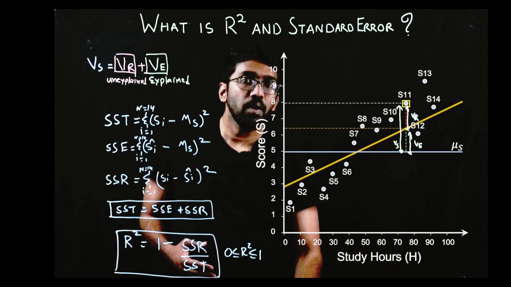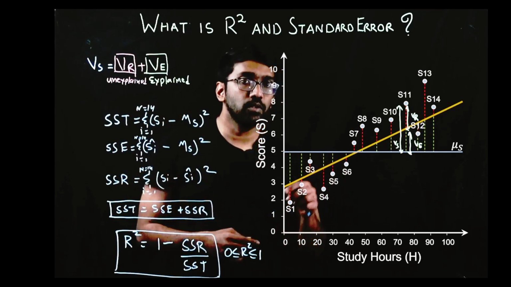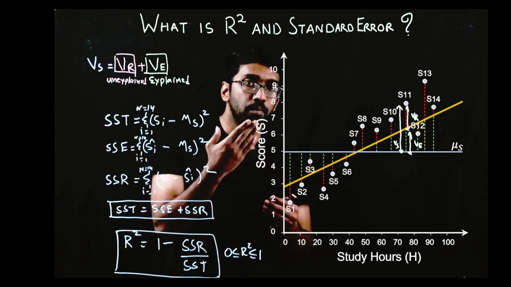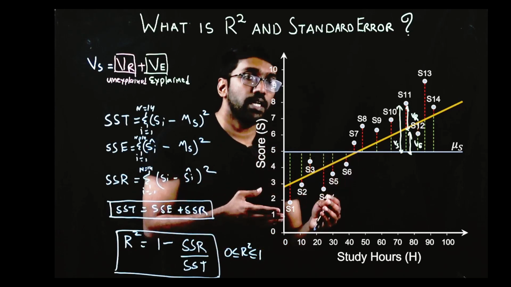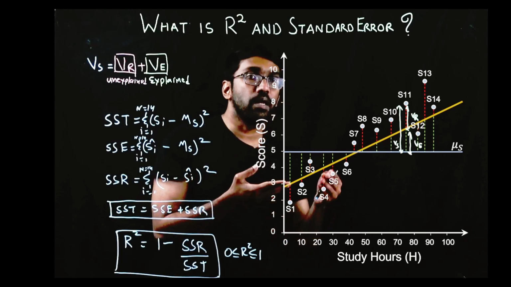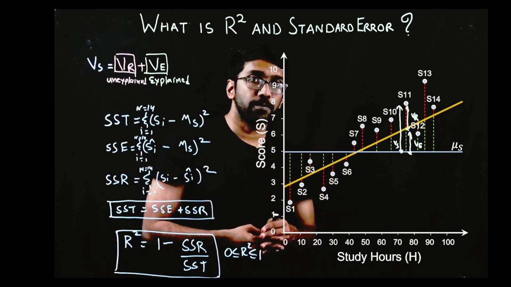In this figure, I have shown all the VRs and VEs associated with the particular data points in red and green respectively. So this gives a visual understanding of how much of the variance in score is being captured by the model and how much is the residual associated with it.